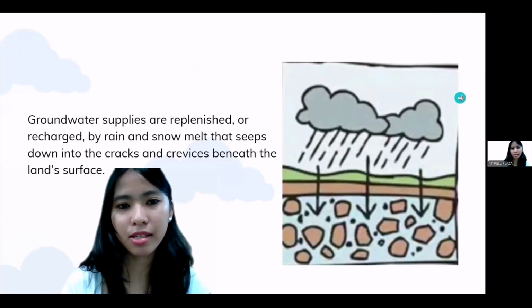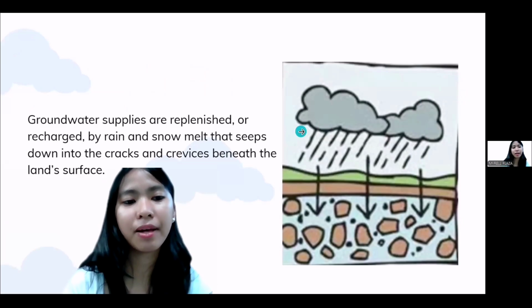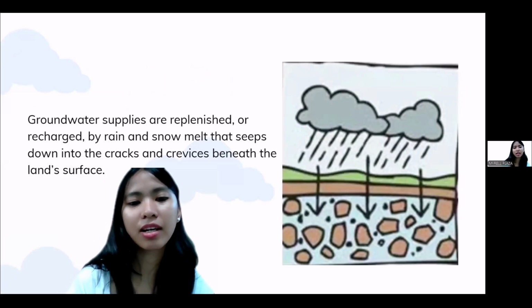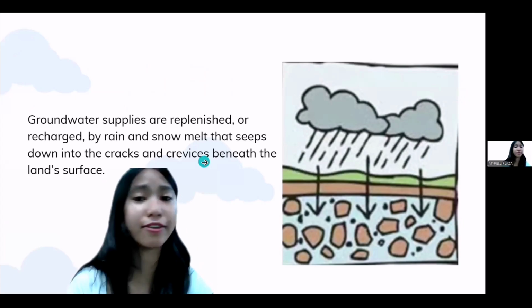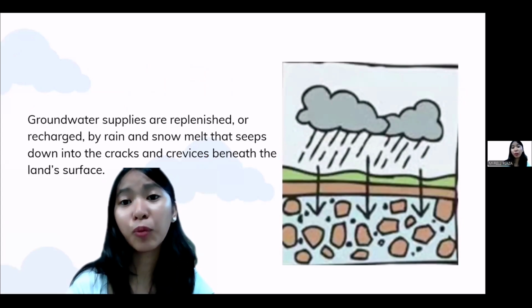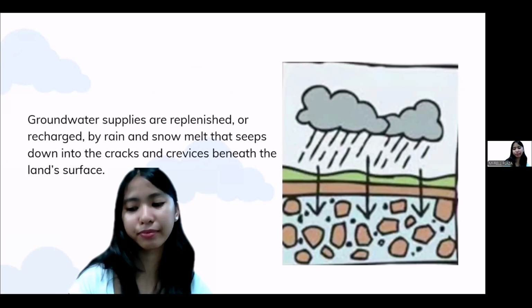Next, groundwater supplies are replenished or recharged by rain and snow melt that seeps down into the cracks and crevices beneath the land surface. So most of the groundwater comes from rainwater or melted snow.